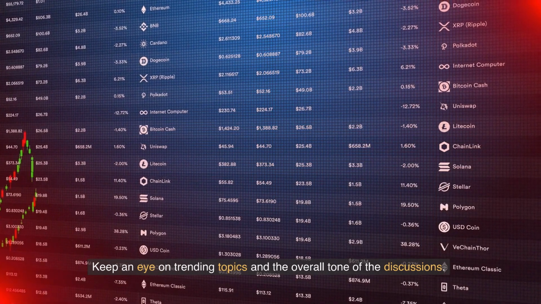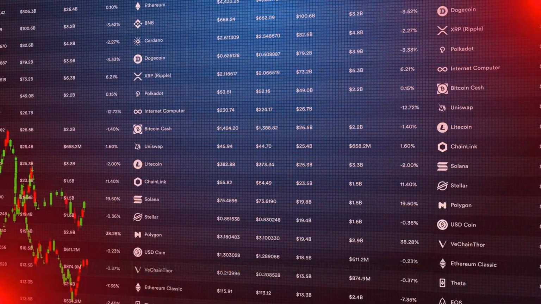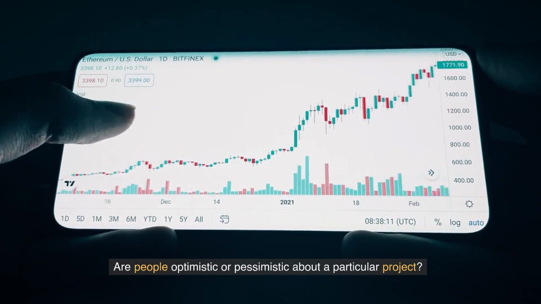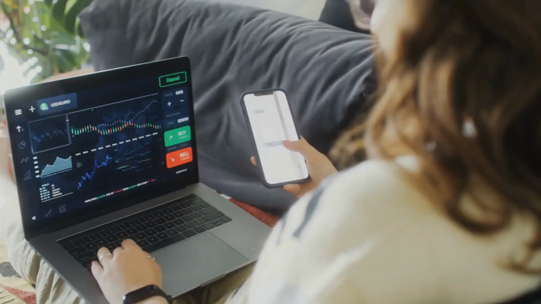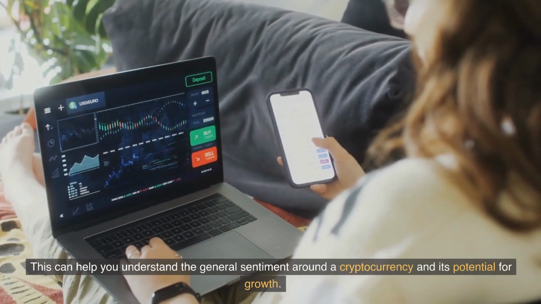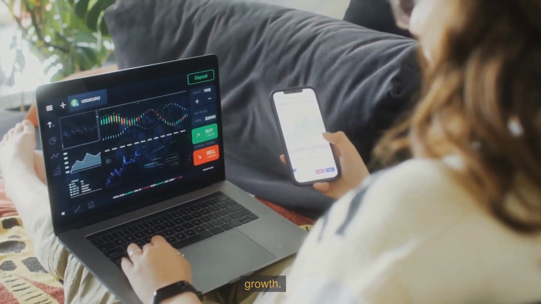Keep an eye on trending topics and the overall tone of the discussions. Are people optimistic or pessimistic about a particular project? This can help you understand the general sentiment around a cryptocurrency and its potential for growth.